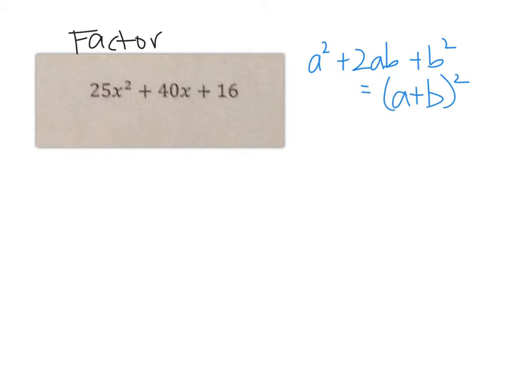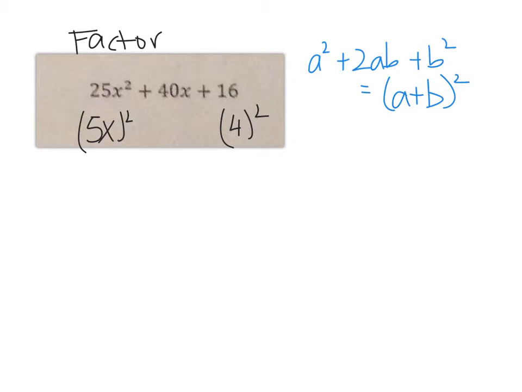So I've copied out the perfect square formula. It's a squared plus 2ab plus b squared, and so then the answer would be a plus b squared. So we need to figure out what a is. We need to figure out what b is for our question. Our a would be 5x all squared, and our b would be 4 squared.